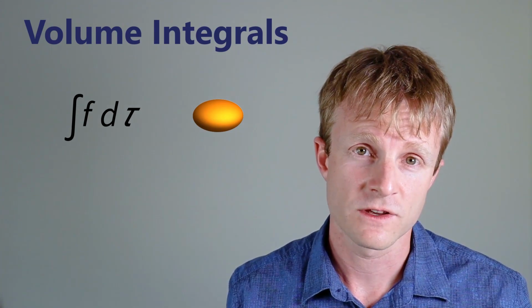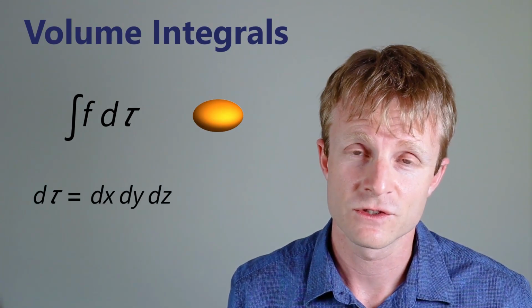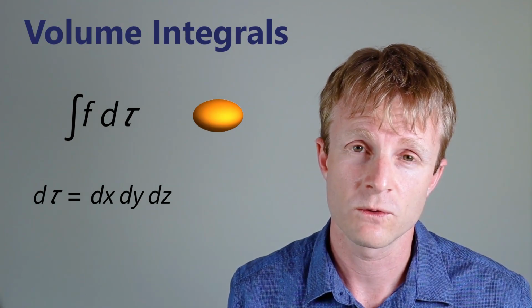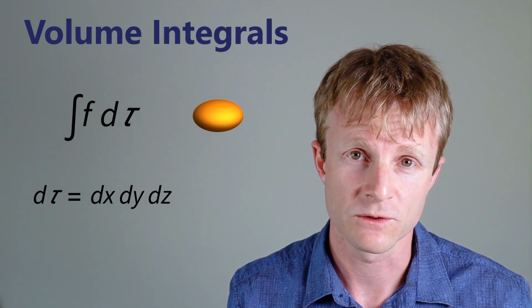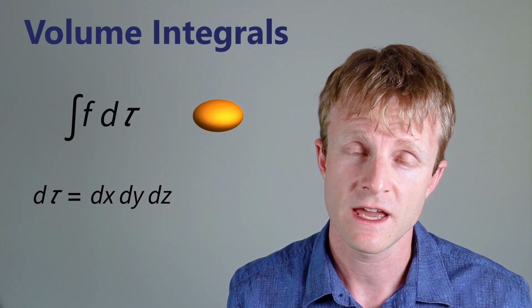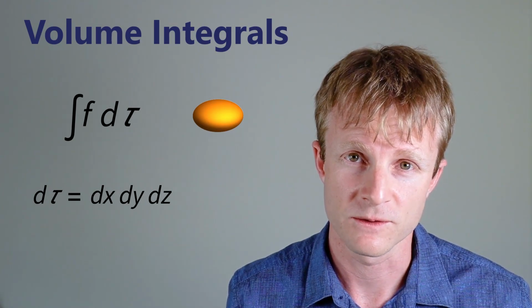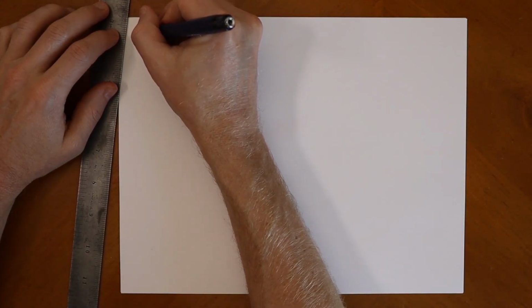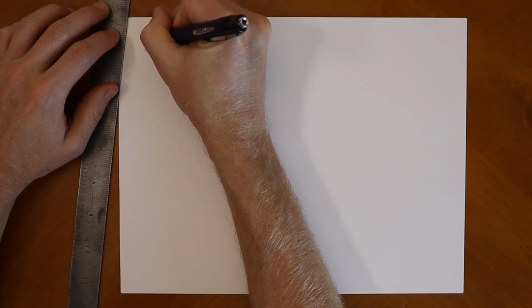So d tau is just dx dy dz in Cartesian coordinates, and then the volume integral becomes an ordinary triple integral. For this reason, volume integrals are generally a little easier to handle than line and surface integrals. Let's do a quick example of a volume integral.